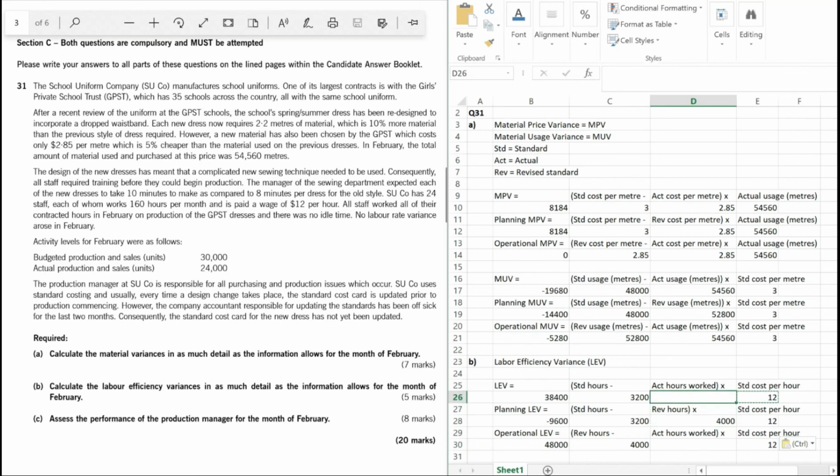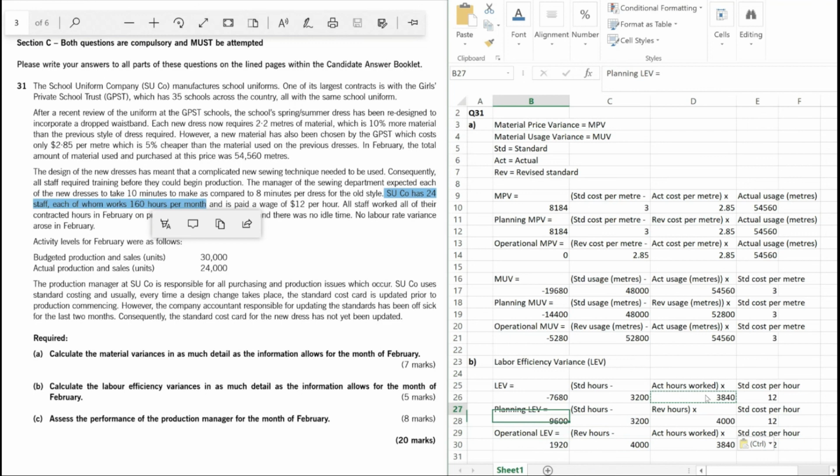Now we just need the actual hours worked. All staff worked their contracted hours in February on production, and there was no idle time. So in this case, hours paid is equal to hours worked because there's no idle time. And how can we find that? Well, they've told us that they've fulfilled their contracted hours, and their contracted hours were that they have 24 staff and each of them works for 160 hours per month. So 24 staff into 160 hours, and we're calculating the variance for the full month. So this will be 3,840, which we'll copy and paste.